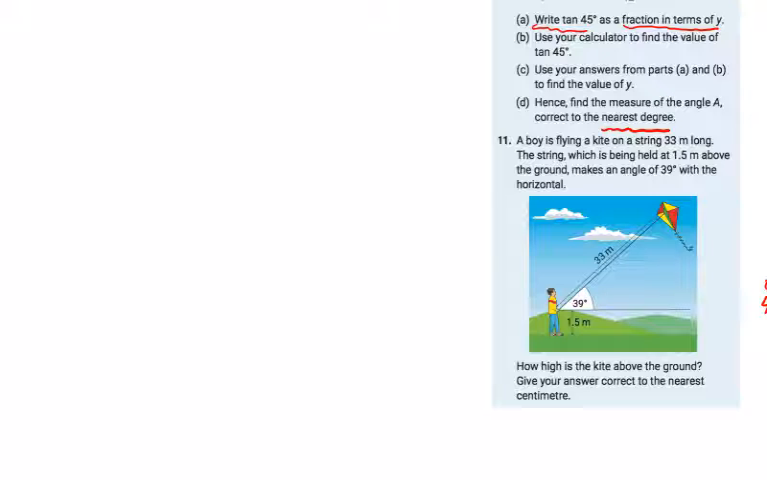A boy is flying a kite on a string 33 meters long. You can see the diagram here, so we could add to the diagram, we'd have a triangle. So let's take that triangle outside the question and redo it for ourselves. So you can see again, he's 1.5 meters above the ground here where he's holding it. So we'll have to bring that in at the end. So let's write this triangle here.